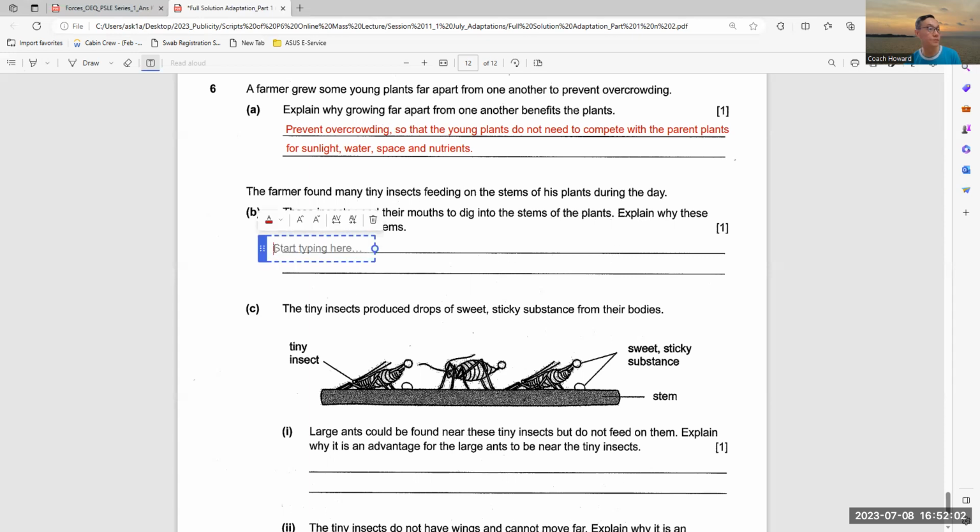So you say that these insects are feeding the food through the food carrying tubes. The food carrying tubes, as you know, is called a phloem, right? But nowadays, for PSLE, they want you to use this word instead of phloem. Okay, these insects are feeding the food through the food carrying tubes of the plant.